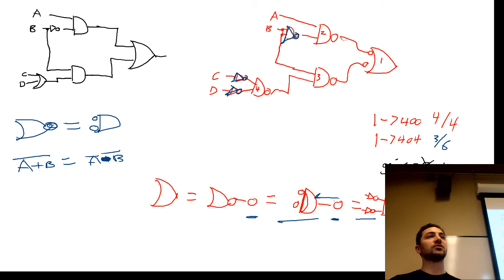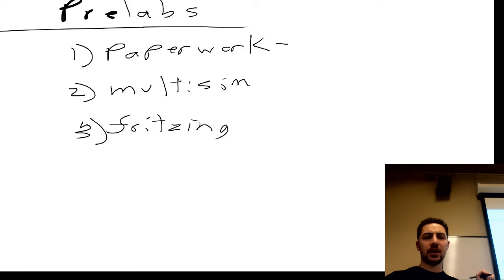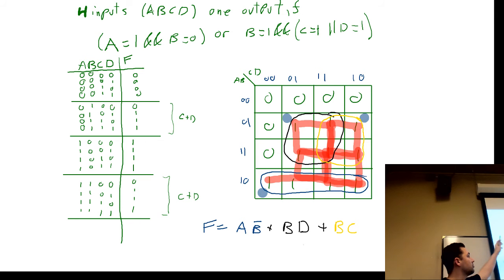A, B, C, D goes to your logic analyzer. And you go back and check it with your paperwork. Where is my paperwork? There it is. You go back and you check, hey, did this connect up correctly? Does it match? If it doesn't match, then there's no point building it in Fritzing because it doesn't work.